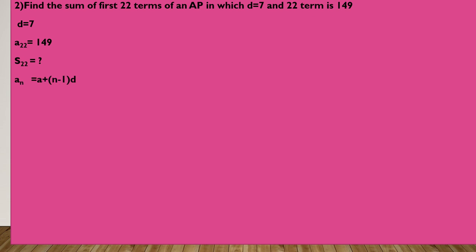First we have to find a. Yes, an equal a plus n minus 1 into d. A22 equal a plus 22 minus 1 into 7. So A22 is 149, that equals a plus 21 into 7. 149 equal a plus 147. So the first term is 149 minus 147. You will get 2. The first term is 2.